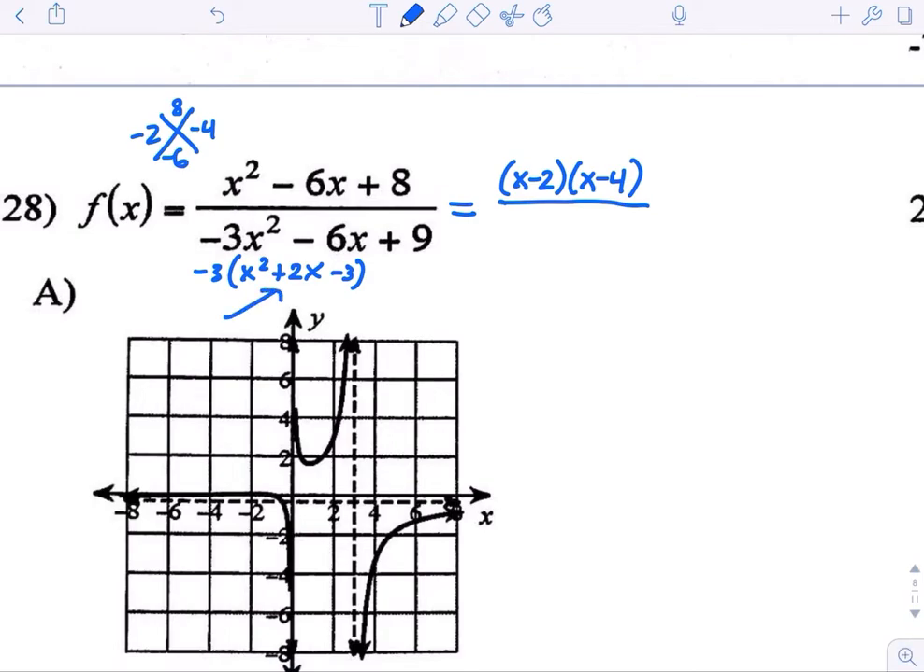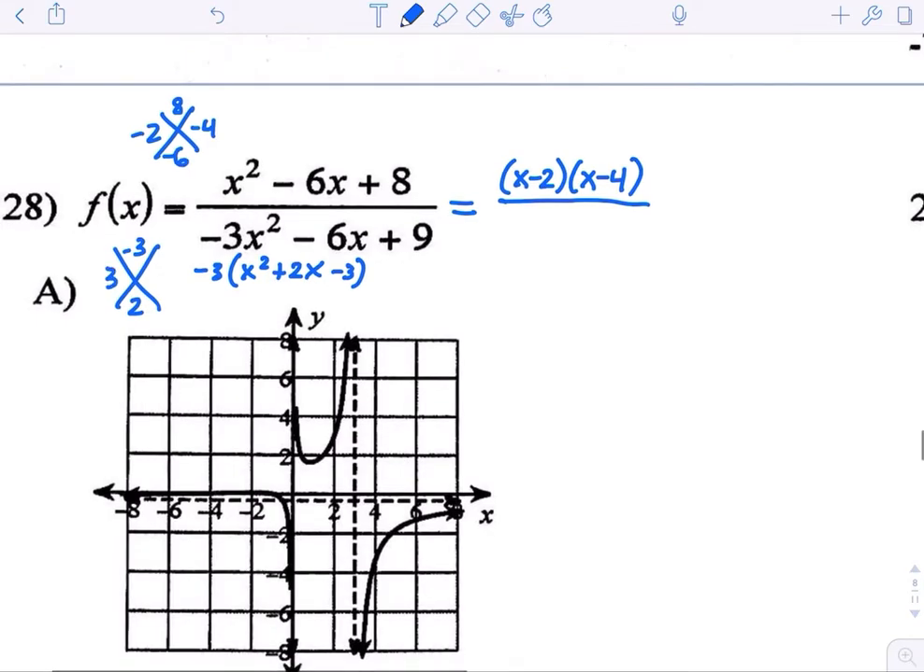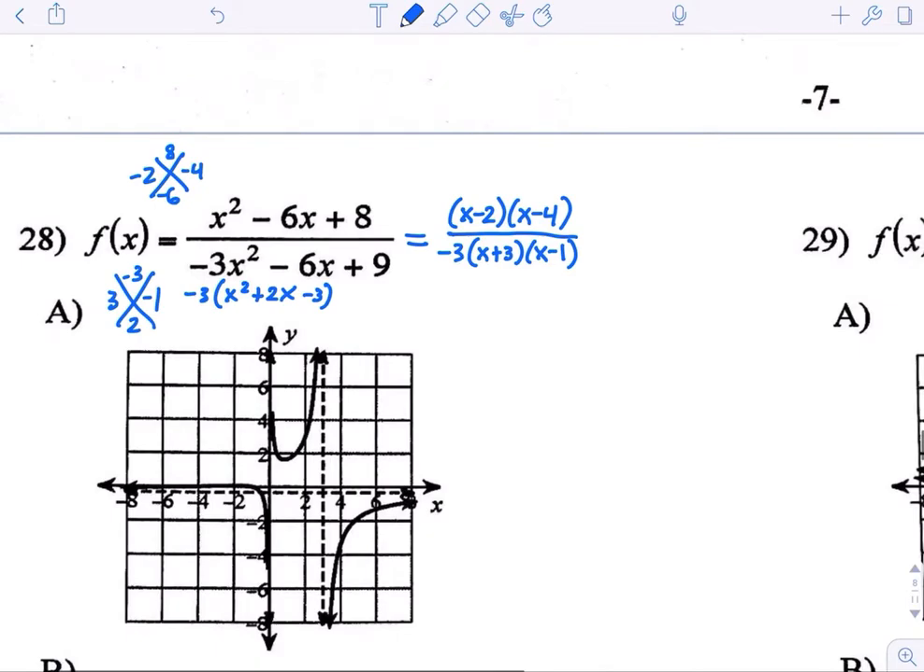Now all we would have to do is factor out that part, right? Negative 3 on top, 2 on the bottom. Two things that multiply to negative 3 but add together give you 2. That's 3 and negative 1. So negative 3, x plus 3, x minus 1. So we factored out everything, and now we can find all of our vertical asymptotes, horizontal, and holes if necessary.